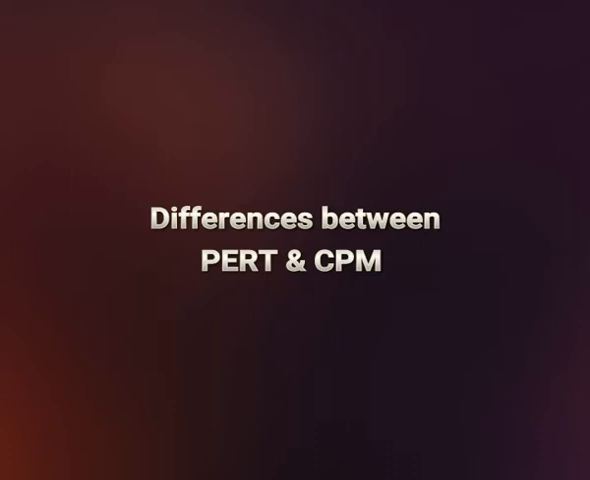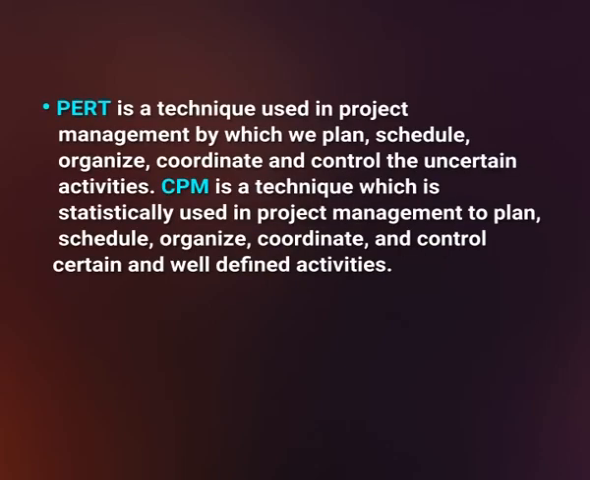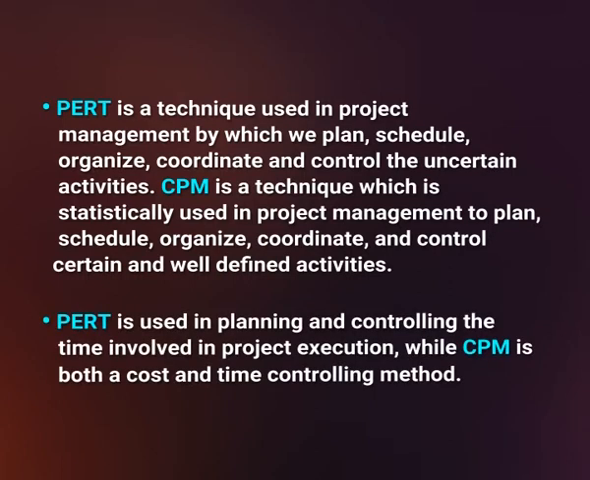Differences between PERT and CPM. PERT is a technique used in project management by which we plan, schedule, organize, coordinate and control the uncertain activities. CPM is a technique which is statistically used in project management to plan, schedule, organize, coordinate and control certain and well-defined activities. PERT is used in planning and controlling the time involved in project execution, while CPM is both a cost and time controlling method.